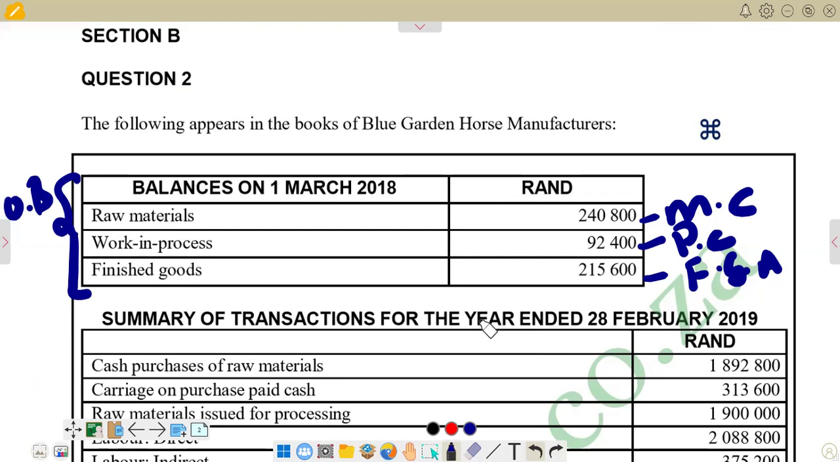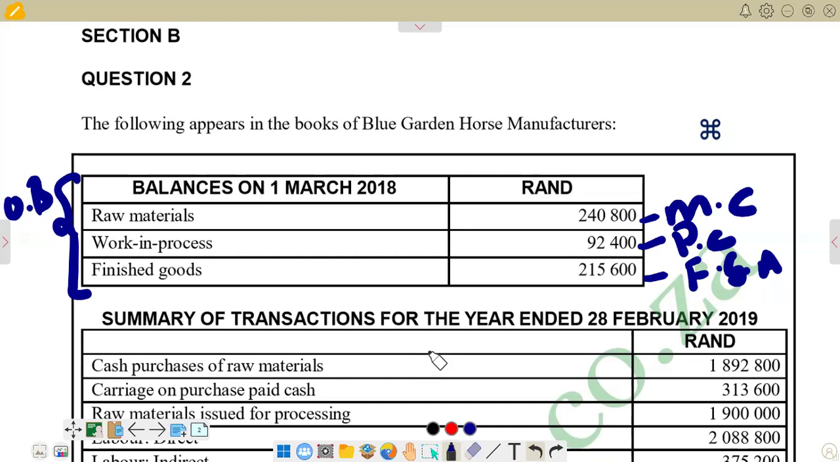Remember, we are also supposed to highlight or locate the double entry that is supposed to be done, so that we can post the necessary transaction to the right account. In this case of purchase of raw materials, we are debiting the material control and we are crediting the bank, of which bank is not asked in this question. So the credit part of the bank, we are not going to be concerned about it.